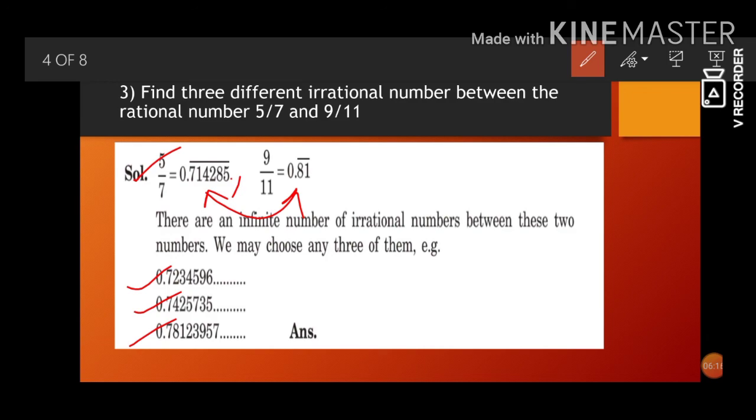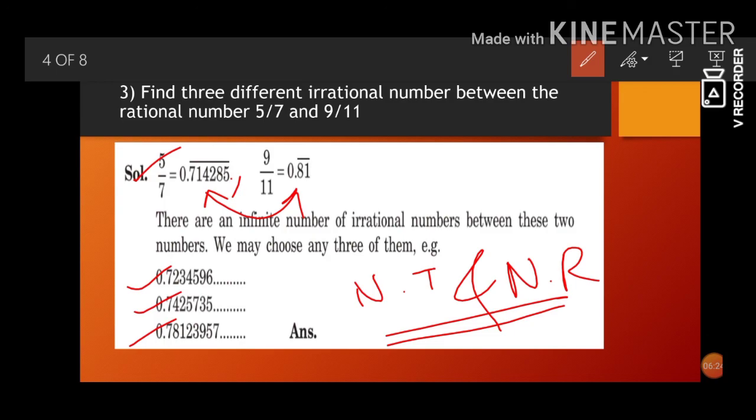The only thing we have to remember is that we have to write non-terminating and non-recurring decimals, as it is an irrational number. It is only an irrational number.